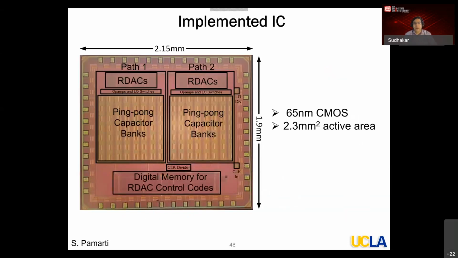Here is an implemented IC. This is fairly big, but that's only because we have a lot of programmability in the capacitor banks. This is a test chip, a prototype chip, where students' PhDs depend on it, so we didn't want to take any chances. But you can see that the actual op amps and the LO switches and the resistor DACs that implement the resistor are not big, they are fairly small. The digital memory is also pretty small. And this is 65 nanometer CMOS. You go to a more advanced technology, this is going to shrink greatly.